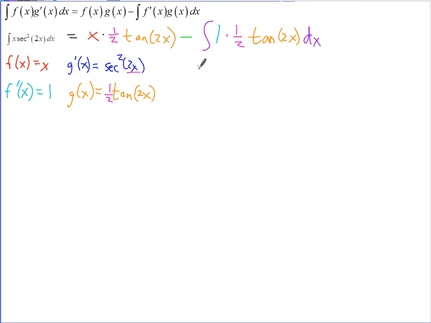So what you can do here is a couple things to make it easier to integrate. You can pull out the 1/2 along with a negative sign. That's a constant out in front. And then in order to integrate tangent, that doesn't fit any of our trig integrals. So to make it easier to integrate, what we can do is rewrite tangent using sine and cosine, because those we will work with more often. So instead of tangent of 2x, we can write that as sine of 2x over cosine of 2x.